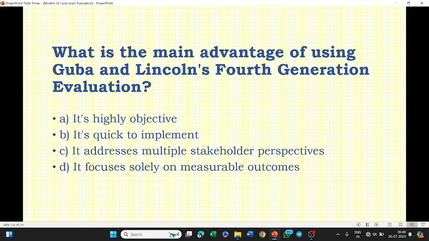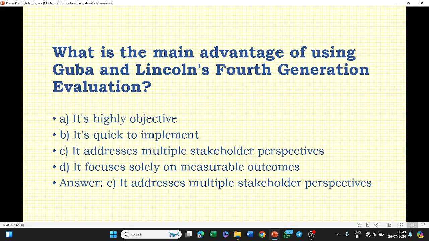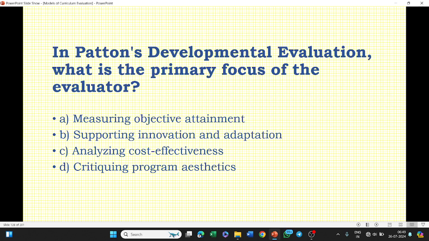Next, what is the main advantage of using Guba and Lincoln's fourth generation evaluation? Options: It is highly objective, it's quick to implement, it addresses multiple stakeholder perspectives, it focuses solely on measurable outcomes. Answer of this question is option C, that is, it addresses multiple stakeholder perspectives.